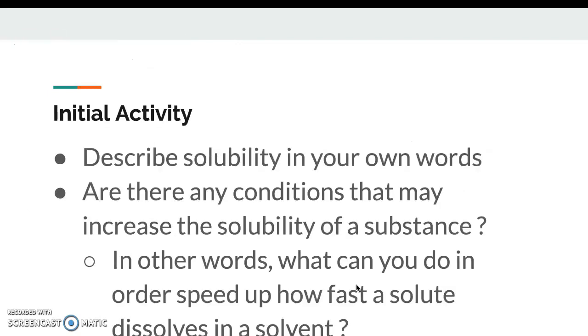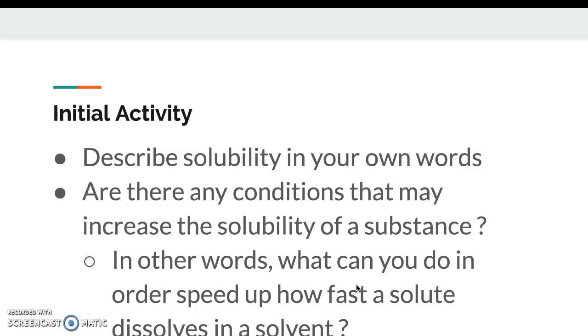So what I want you to do now is describe solubility in your own words. I know a lot of you may be coming in with pre-existing knowledge of what solubility means, so just take a moment to reiterate to yourself what solubility means to you. Are there any conditions that may increase the solubility of a substance? In other words, what can you do to speed up how fast a solute dissolves in a solvent? Usually in class, you would answer these questions in your notebook. You can feel free to pause the video at any time, answer the questions, and then come back.